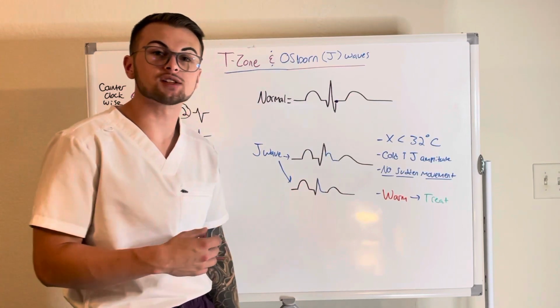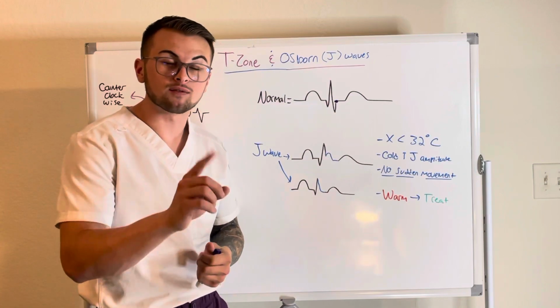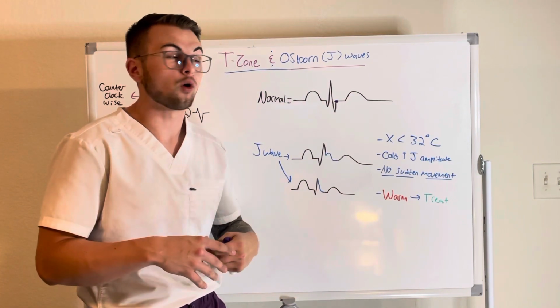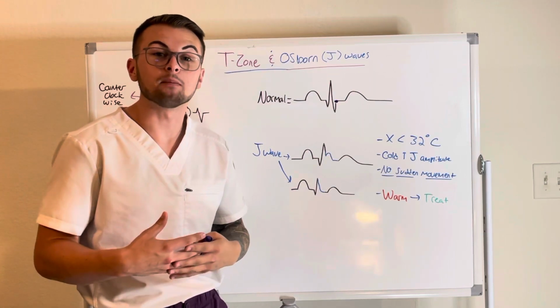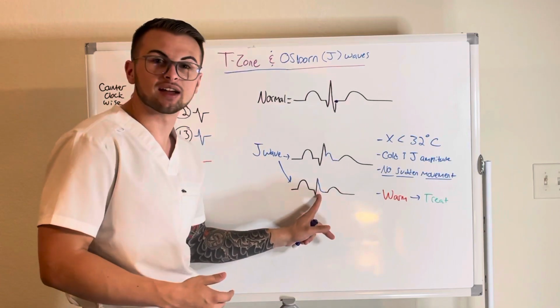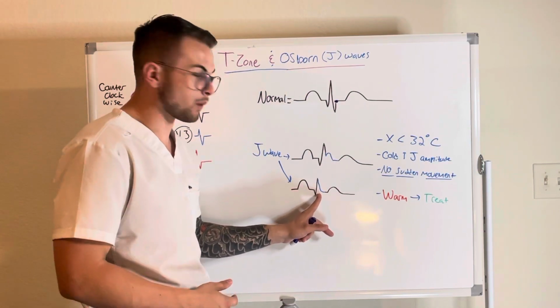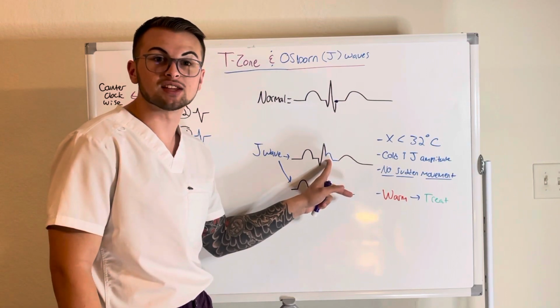So some common causes of hypothermia are environmental exposure being the first, or it can be due to Addison's disease, severe sepsis, or hypothyroidism. So this wave can appear as sort of a slurred R wave to S wave, or it can actually appear as a notch at the J point.